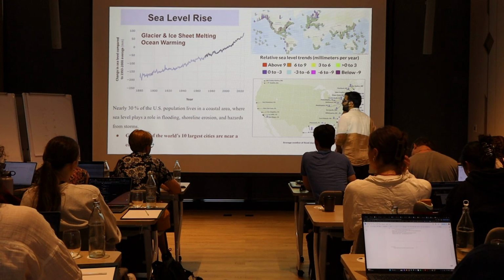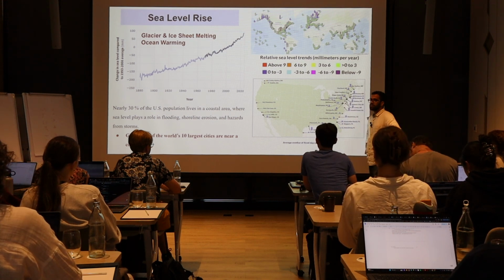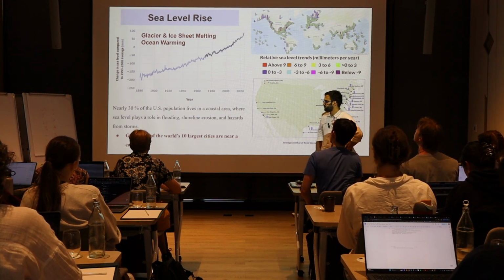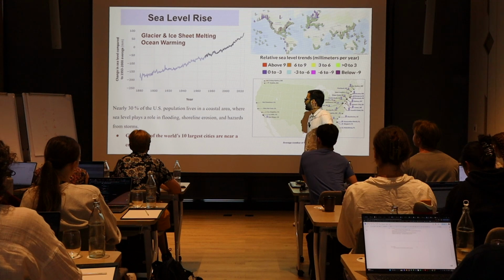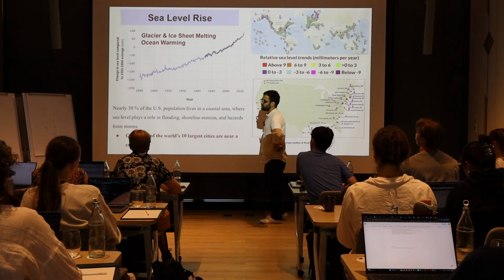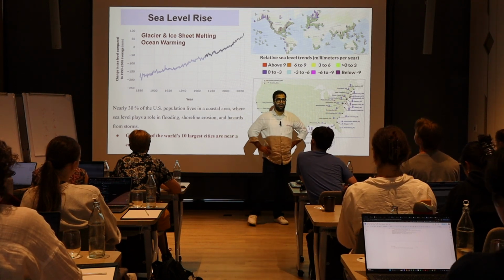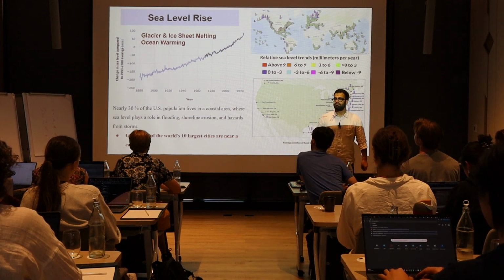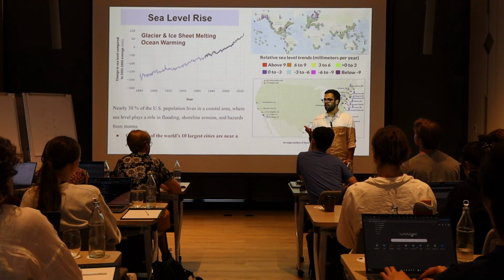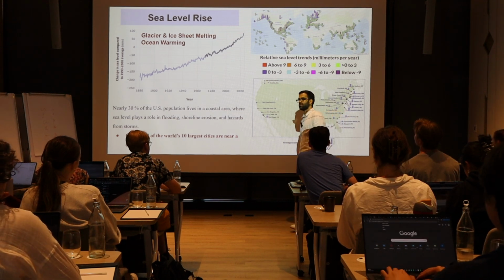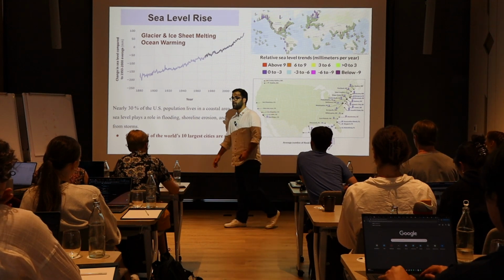So why does it matter? Because 30% of the US population lives in a coastal area. While sea level plays a role in flooding, in shoreline erosion and hazards from storms. Sea level rise not only leads to flooding, but it makes an ambient condition for the cyclones or hurricanes in the USA.